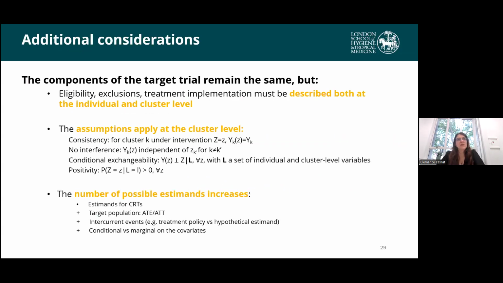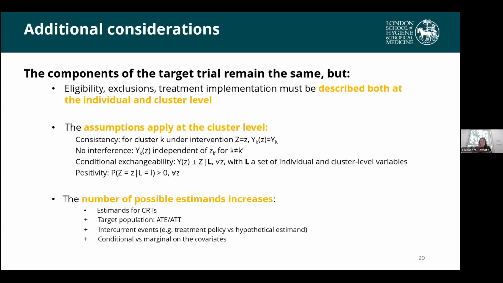But I want to stop a minute to think about additional considerations for cluster target trial emulation. Most of the components of the target trial will be the same, but in a way everything will be doubled, in the sense that eligibility, exclusion, treatment implementation, everything will be described both at the individual and cluster level. So it's not more difficult, it's just that we need to separate both aspects, because it won't be the same eligibility criteria for the participants and for the clusters.